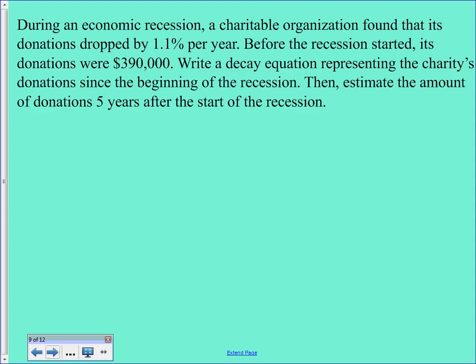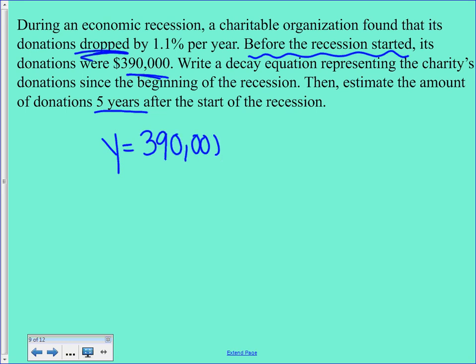What I'm going to do is I'm going to set up the equation for you. Then I want you to figure out for me how much the donations were 5 years after the start of the recession. So when you're reading through this word problem, you're noticing that donations dropped. That's a negative term. It's going down, which means I need to use exponential decay. So let's write that equation. So y is equal to, then we look before the recession started. So this is representing our starting point right here, this $390,000. That's our starting point. And then it's dropping by 1.1% per year.